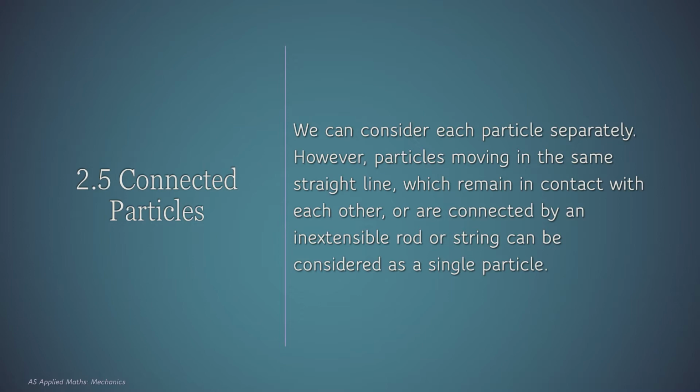And we consider each particle separately. So if you've got your head around F equals ma in the earlier examples, then it's exactly the same here. What we're working on is that when the particles are moving in the same straight line and they remain in contact with each other and they're connected by an inextensible rod or string, then we can consider the system to be a single particle, and we'll go into that in a little bit more detail through the examples.